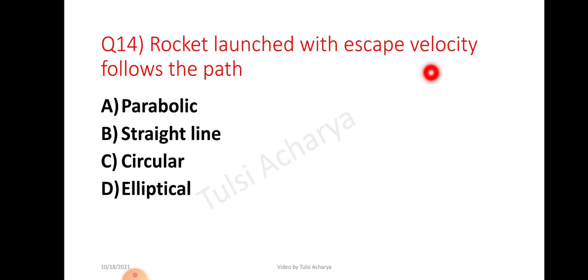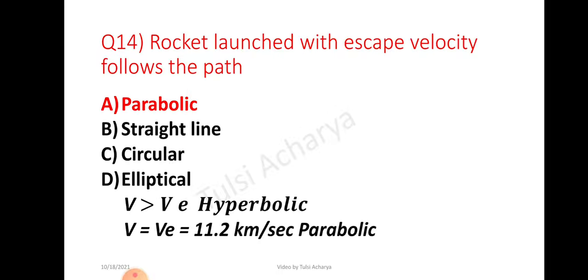Rocket launched with escape velocity follows a parabolic path. If velocity is less than escape velocity, the path will be elliptical; if velocity is more than escape velocity, then the path will be hyperbolic. Option choice A is the correct one for question number 14.